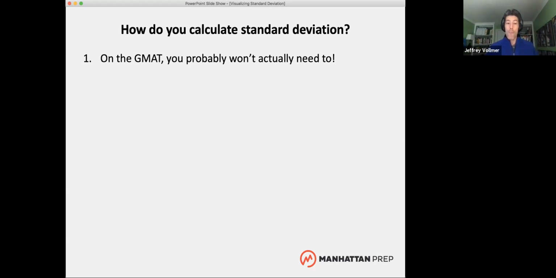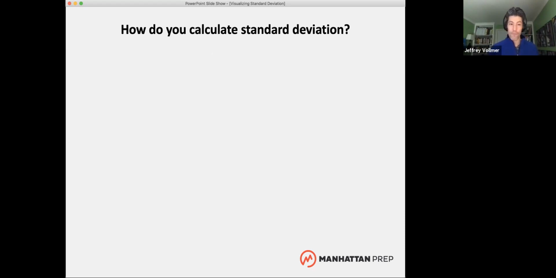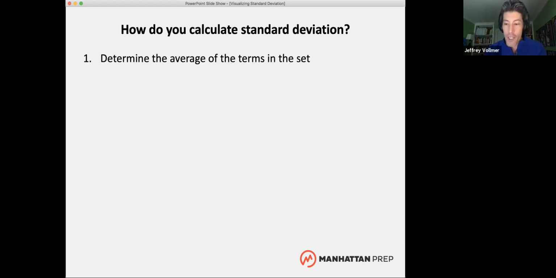But because we are going to practice visualizing today, I am going to walk through the steps for how to calculate standard deviation so you can see where this stuff is coming from. There's a list of steps here. I'm going to lay them out. Then we're going to walk through an example and actually calculate the standard deviation of a set, and we're going to visualize it as we go.